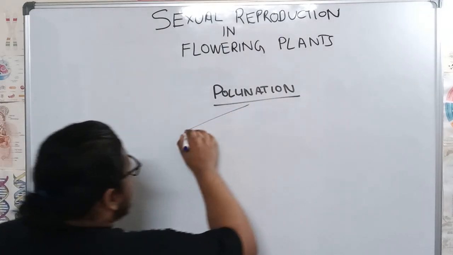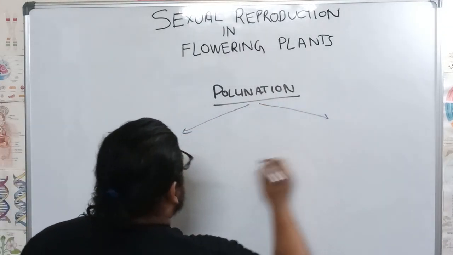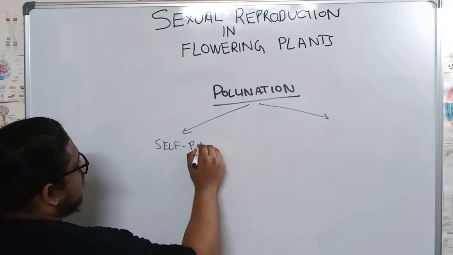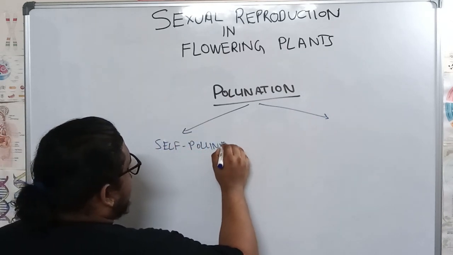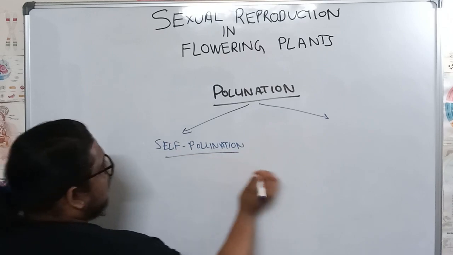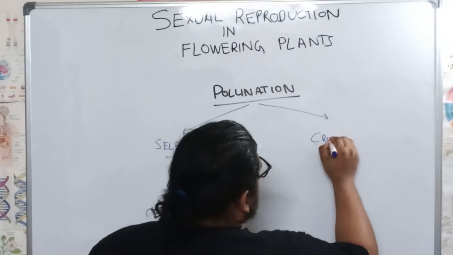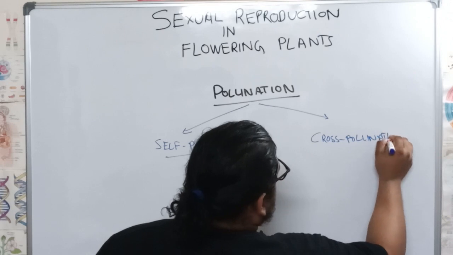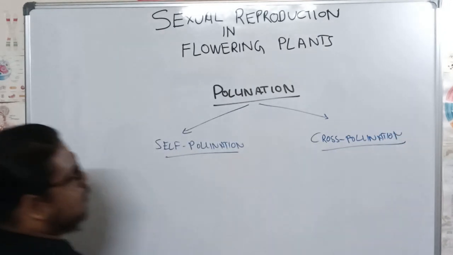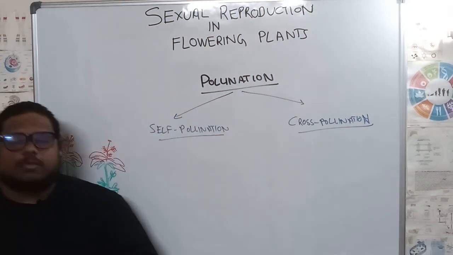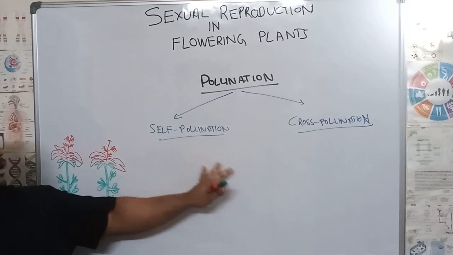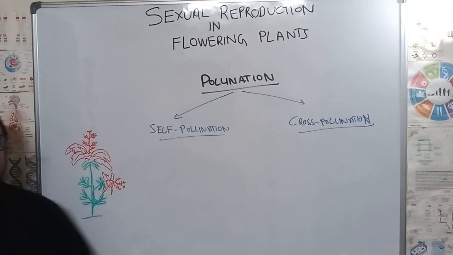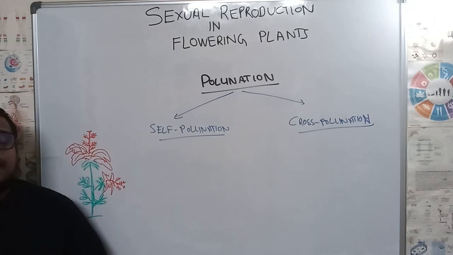There are two major types of pollination. One is self-pollination and another is cross-pollination. So there are two types of pollination. One is self-pollination and another is cross-pollination. Let us first understand what is self-pollination and how does it happen.